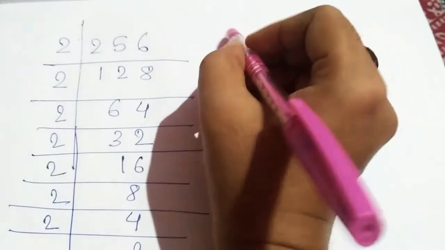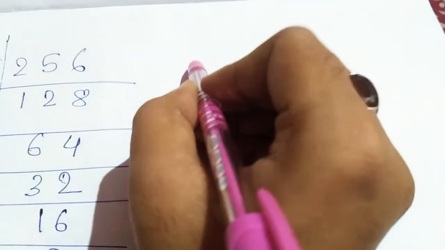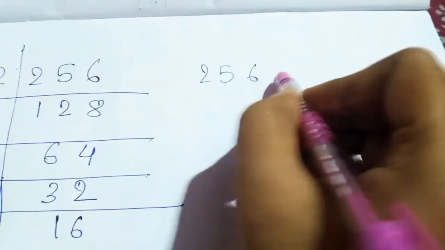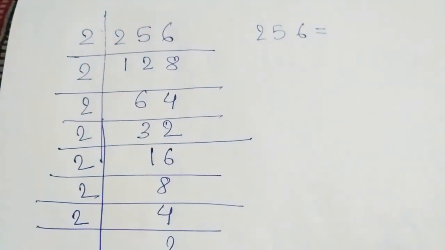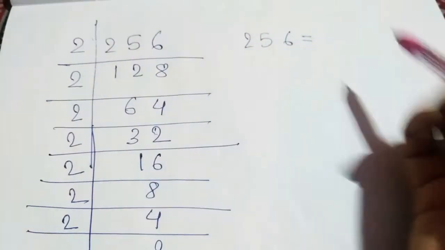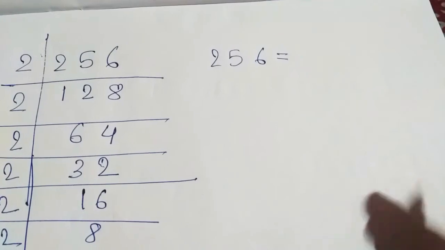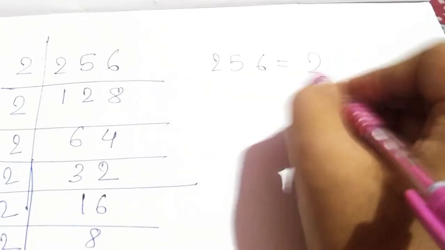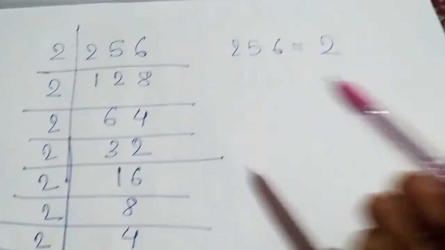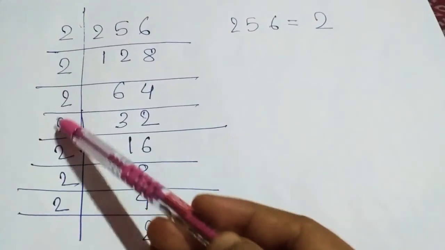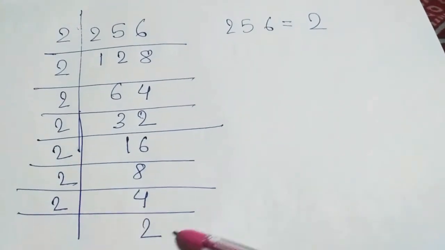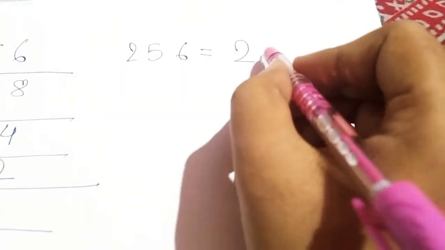Then you can write it like this: 256 is equal to, which number is repeating here? So 2. How many times is it repeating? 1 2 3 4 5 6 7 8. Let's write it down here.